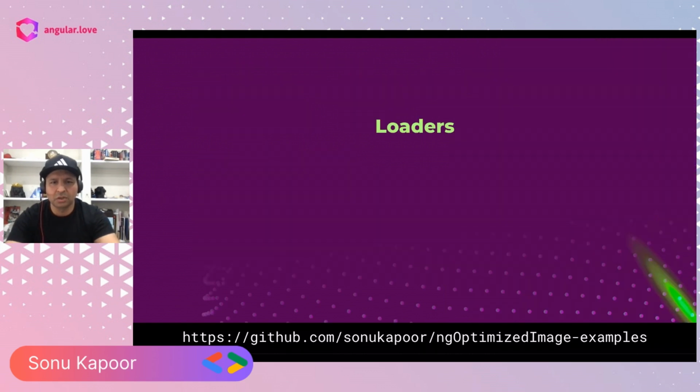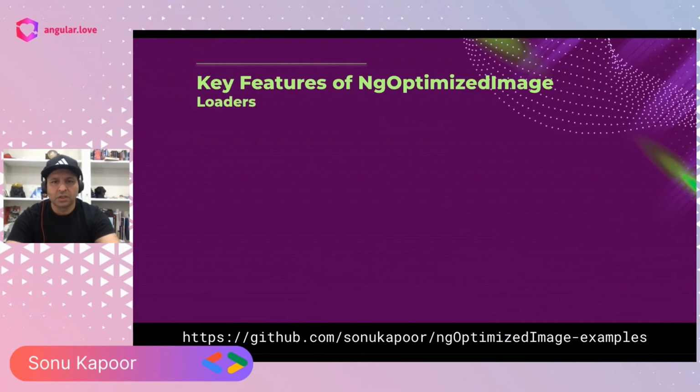Now in the next section, we'll speak about loaders, which I mentioned earlier, like Cloudinary, right? Which is a CDN provider. So the benefit of such a provider is that it will automatically create multiple versions of your image. And with the help of the directive, the browser can then download the right size for your device, right?